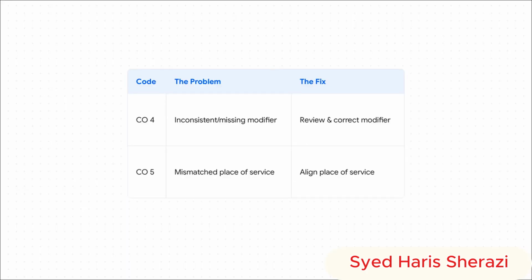These are all about relationships between different parts of the claim. A CO4 denial basically means your modifier and procedure code are having a fight. Maybe you forgot a modifier for a procedure that needs one. With CO5, it's all about location, location, location. You can't bill for an inpatient surgery if the service happened in an outpatient clinic. The main thing here is making sure every piece of the claim is telling the same consistent story.